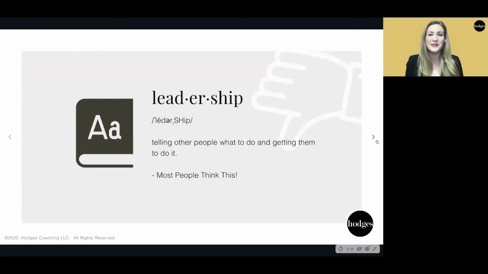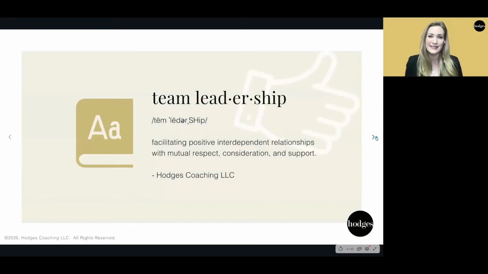So we use the same bad definition of leadership through all of our courses because fundamentally a lot of people think this is what leadership is. It's telling other people what to do and getting them to do it. Ultimately, I pay them for a job, I want them to do that job. That's really what a lot of people think leadership is all about. But as we already know, it's so much more than that, especially among teams.